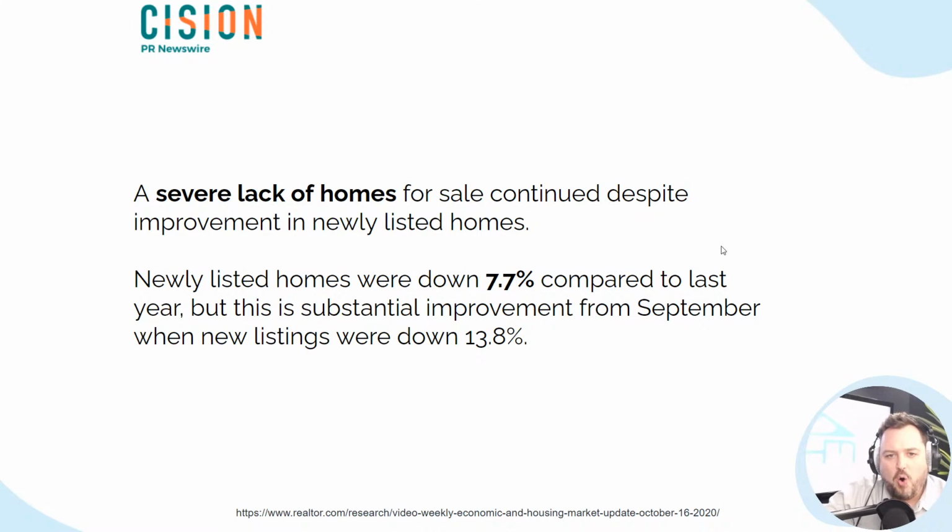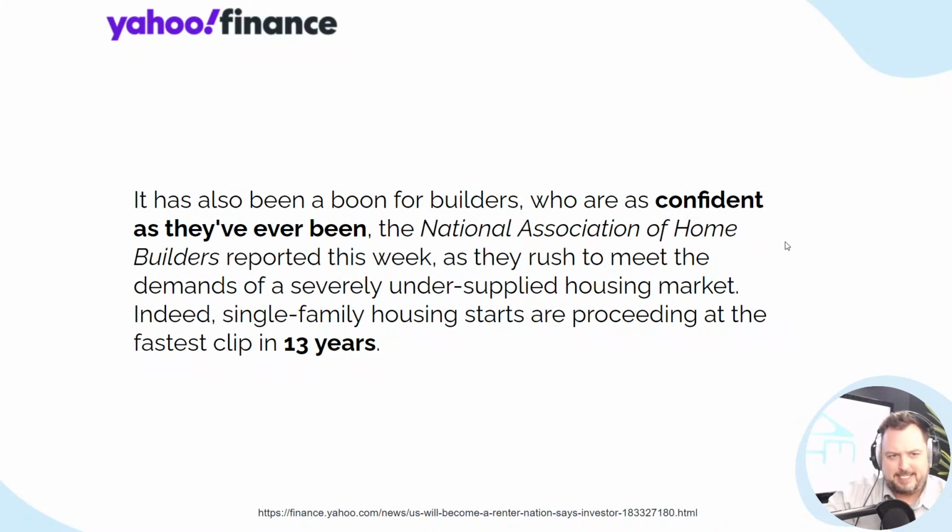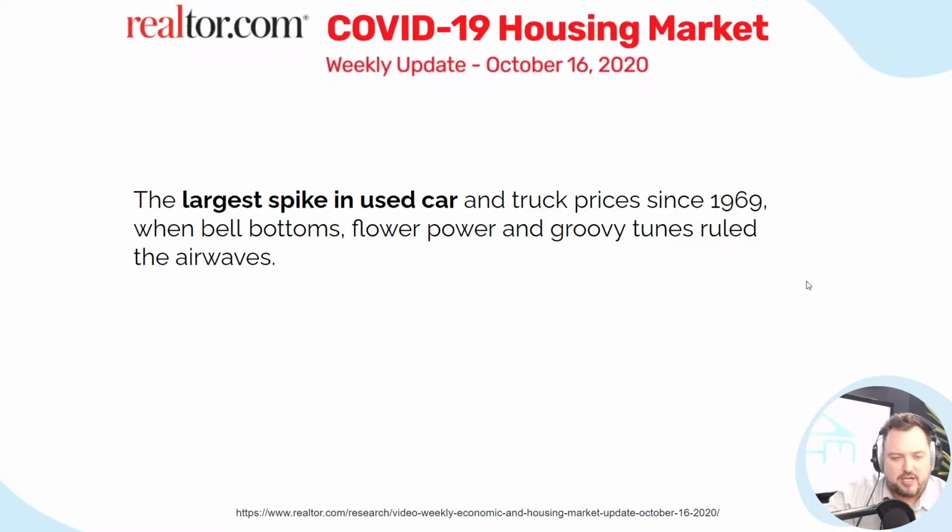There is a severe lack of homes for sale, despite improvement in new listings. New listings were down 7.7% compared to last year, but that's a substantial improvement over September, when new listings were down 13.8%. Yahoo Finance says it's also been a boon for builders, who are as confident as they have ever been, the National Association of Home Builders reported this week, as they rush to meet the demands of several undersupplied housing markets. Indeed, single-family housing starts are proceeding at the fastest clip in 13 years.